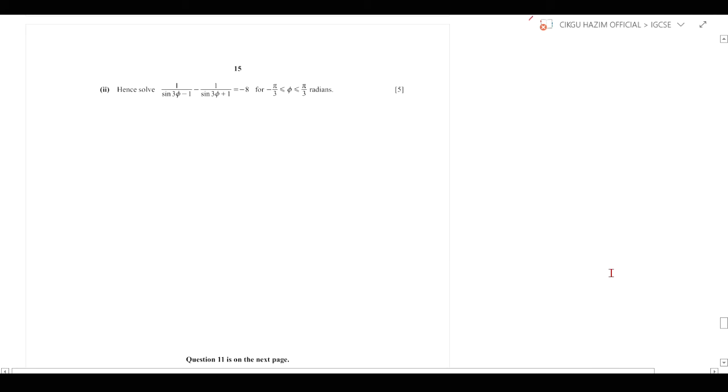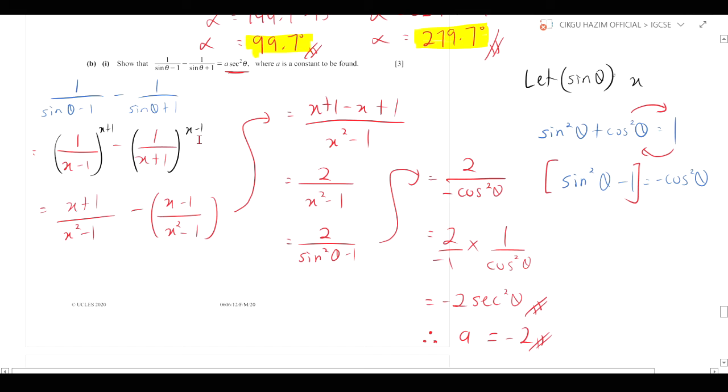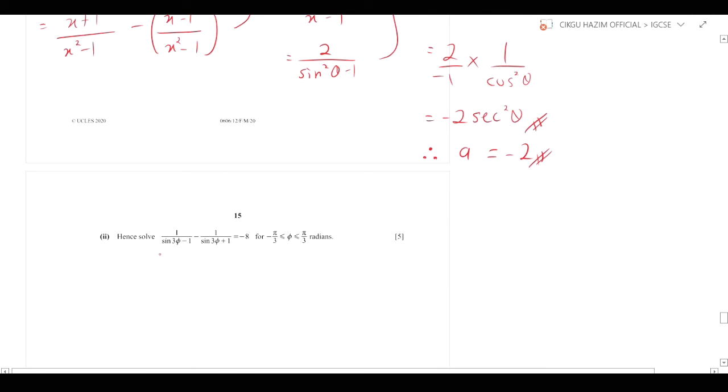On the next question, it's going to be a lot of working and we need to be very, very careful. Why do we need to be very careful? Because it is stated here as 5 marks and it's related to the previous question. Why do I say it's related? Because you can see that the formula is almost the same: 1 over sine theta minus 1, minus 1 over sine theta plus 1. Here it is 1 over sine 3 phi. I don't know what kind of symbol this is, whether phi or phi, I'm not sure how the symbol is pronounced.